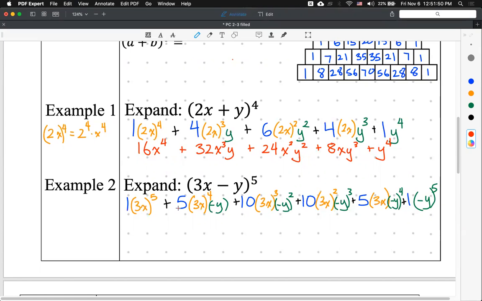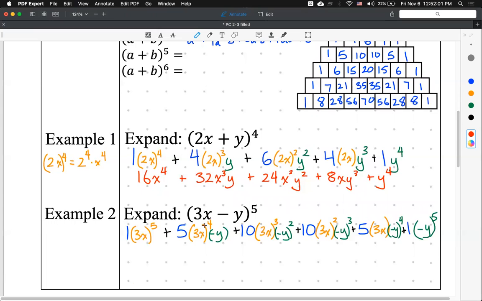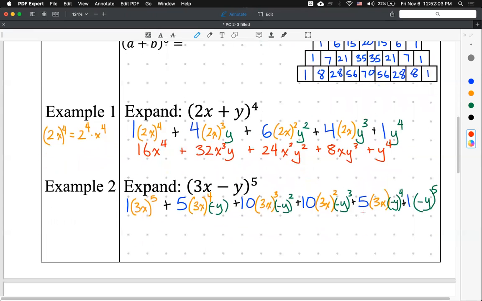The blue numbers were from Pascal's triangle in our fifth row, because the second number is a 5, so it goes 1, 5, 10, 10, 5, 1. And you can see in blue over here, I have 1, 5, 10, 10, 5, 1. What I'm working on now is simplifying everything. So I need to figure out what is 3x to the power 5.